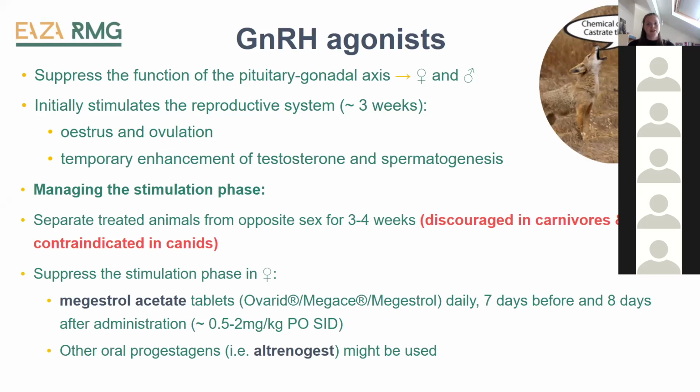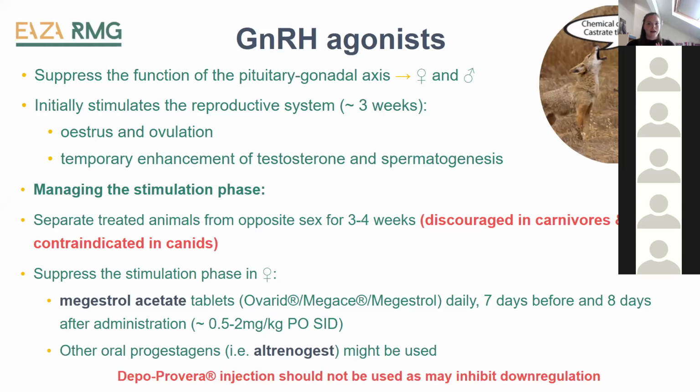And you can manage this initial stimulation period in females only, and this is by giving them supplemented megestrol acetate tablets. So these are known by either Ovarid, Megace, or Megestrol, and you have to apply this daily, 7 days before you implant your females, and for 8 days after. You can, in some cases, also use other oral progestogens, such as Altrenogest, so that was Regumate. But under no circumstances should Depo-Provera be used to manage the stimulation phase, as it could inhibit the efficacy of the GnRH agonists.